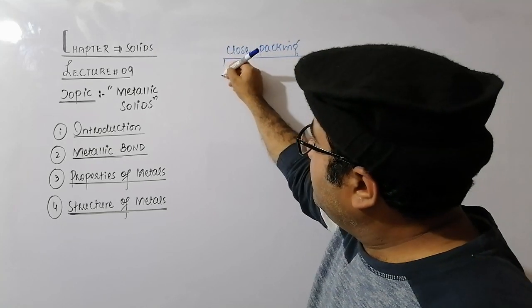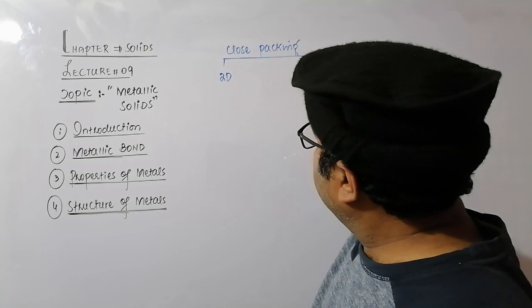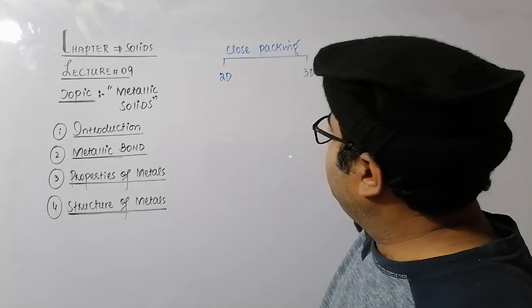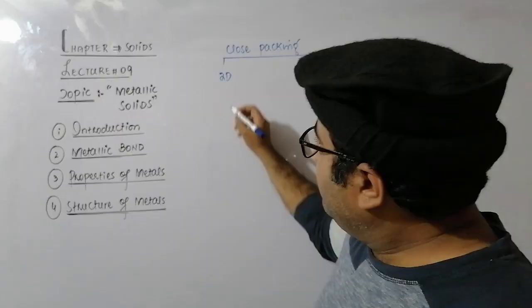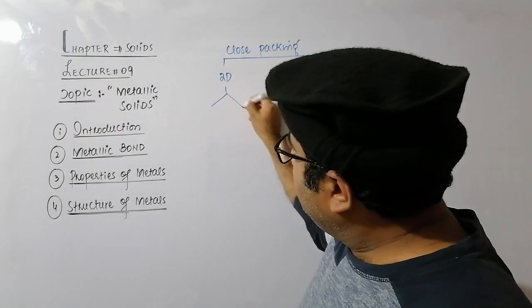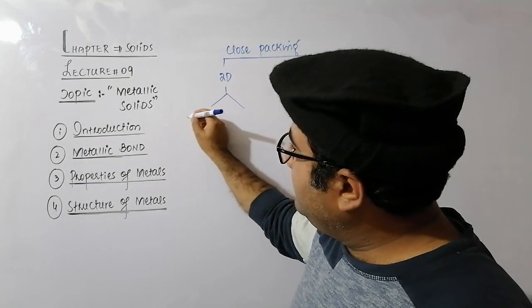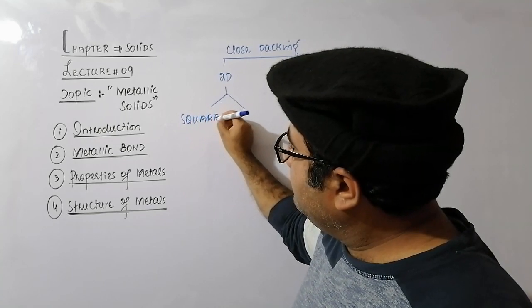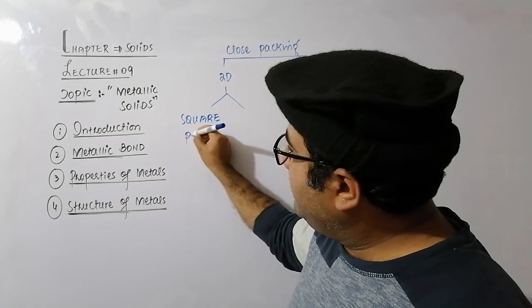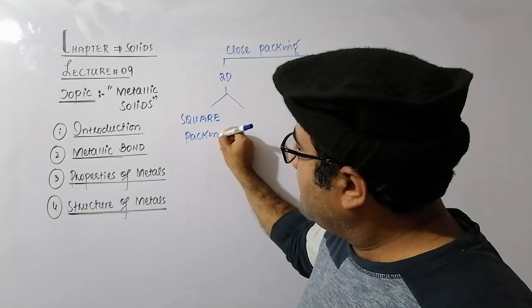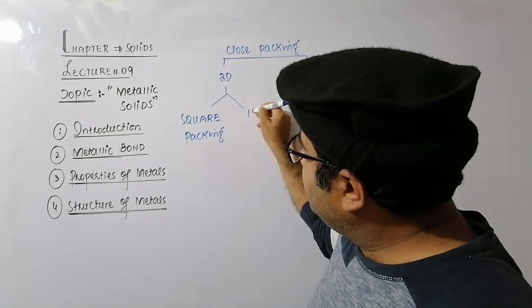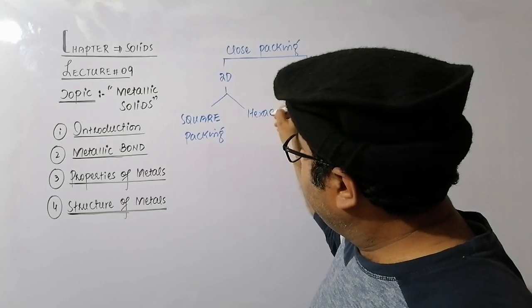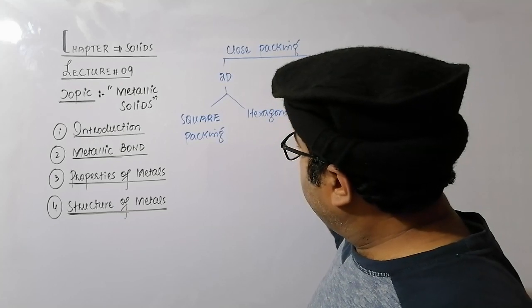And the close packing is of two types, two-dimensional and three-dimensional. When we talk about the two-dimensional close packing, it is again of two types. One is the square packing and the other is the hexagonal packing.